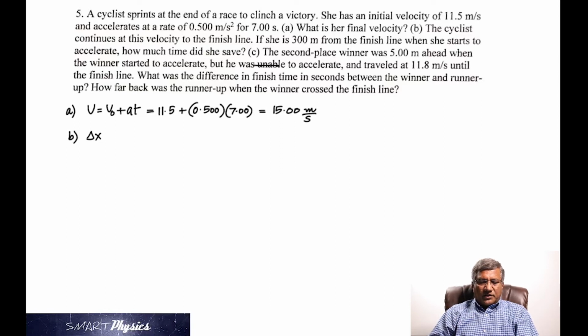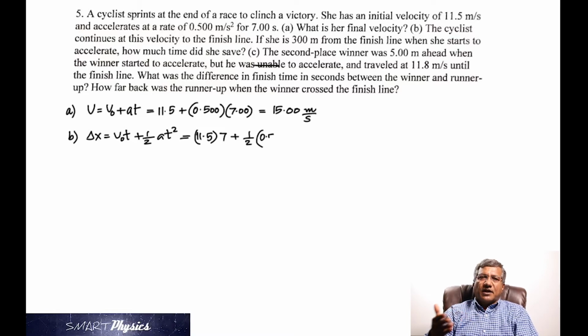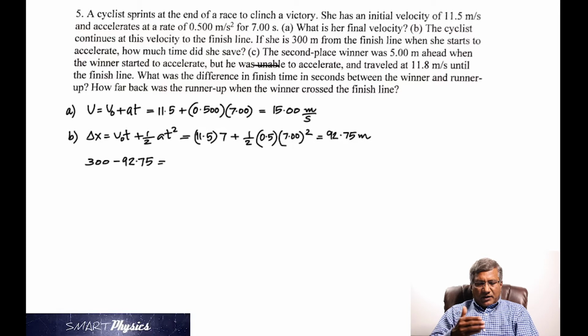Let's do that. So delta x is v naught t plus 1/2 at squared is the equation. And in this equation, the initial velocity is 11.5, time is 7 seconds. So we're trying to find out how much distance the cyclist covered before she began to accelerate. That's why we're using 7 seconds. So we get that as 92.75 meters. So now 300 minus 92.75 meter happens to be 207.25 meter.